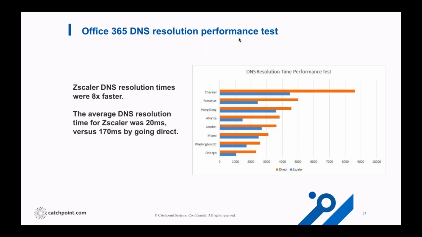That's a big factor, and as we mentioned, the lookup time is typically within a millisecond. The average DNS resolution time for Zscaler across the platform was 20 milliseconds versus 170 milliseconds going direct. Ultimately, an 8 times increase in performance over what you might typically achieve.